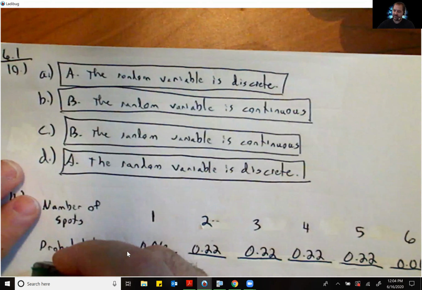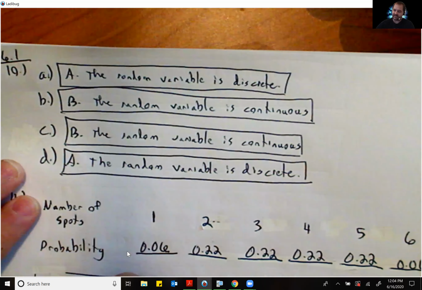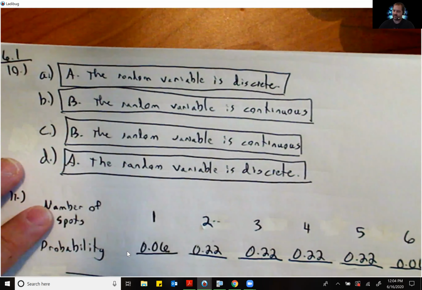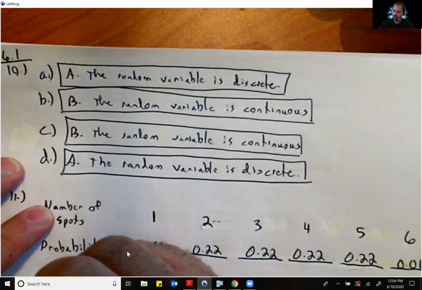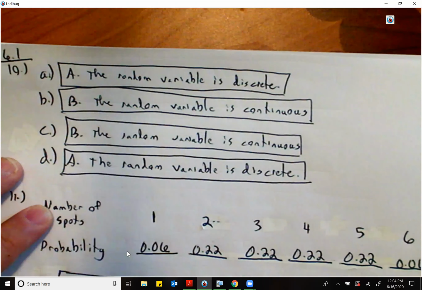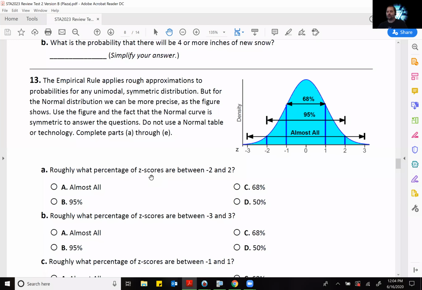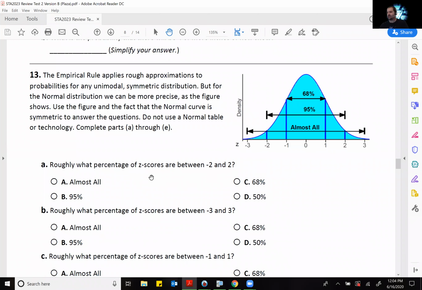So the rest of this stuff is all going to come from 6.2 because we only had 2 sections in chapter 6, 6.1 and 6.2. Okay. Here we go. So 6.2, if you remember, it really talks about sampling distributions and the normal distribution. And it relates really back to the empirical rule.